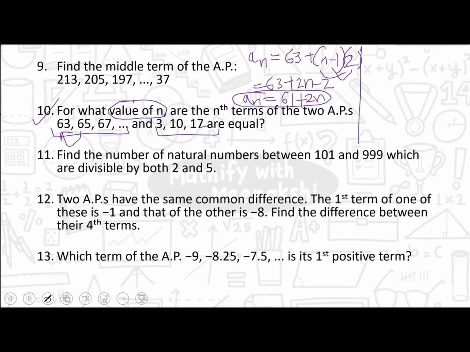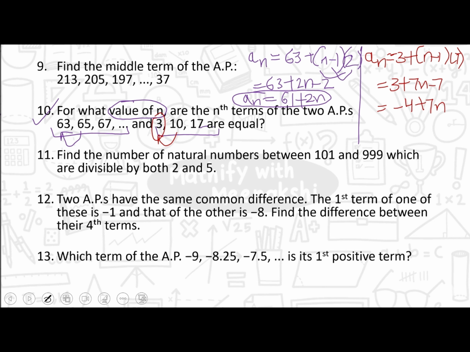Now, I will find the nth term for the second AP. For the second AP, what's your A here? It's 3. 3 plus (n minus 1) into D. Now, what's my D here? D is 10 minus 3, that is 7. So let's multiply this. 3 plus 7n minus 7. Now what is this? 3 minus 7 is minus 4 plus 7n.